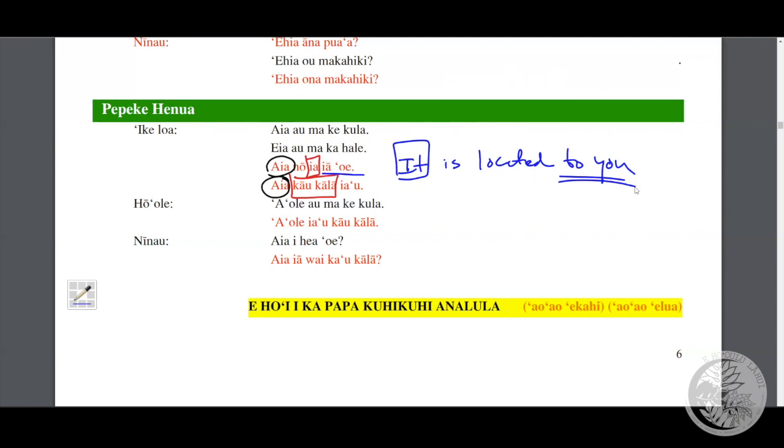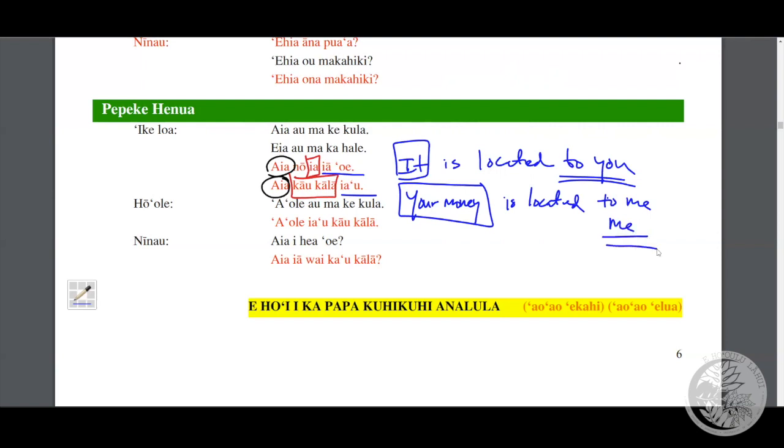The second one we have here, aya kaukala ya'u. And then you notice, your money, that is the piko, that's what's being described. What about your money? Well, it's located or situated, positioned where? Ya'u. And of course we recognize ya'u as meaning to me or me.